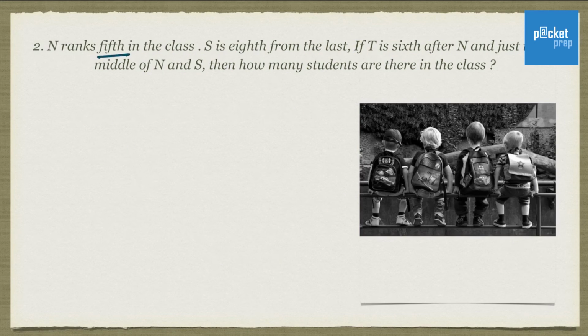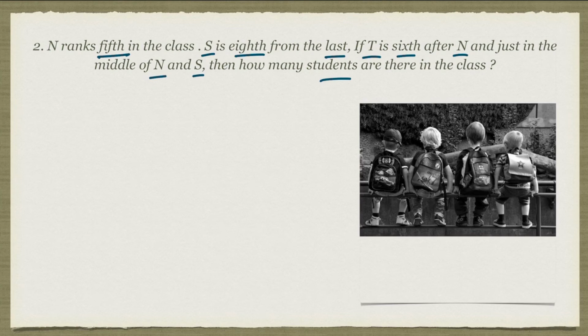N ranks 5th in the class. S is 8th from the last. If T is 6th after N and just in the middle of N and S, then how many students are there in the class? This question sounds confusing, but the solution is pretty simple.